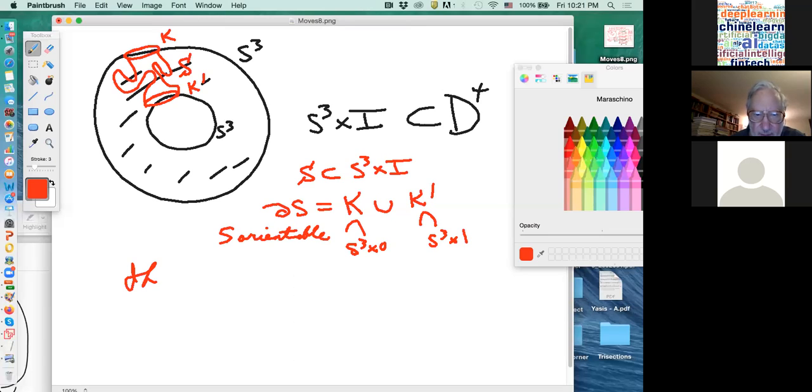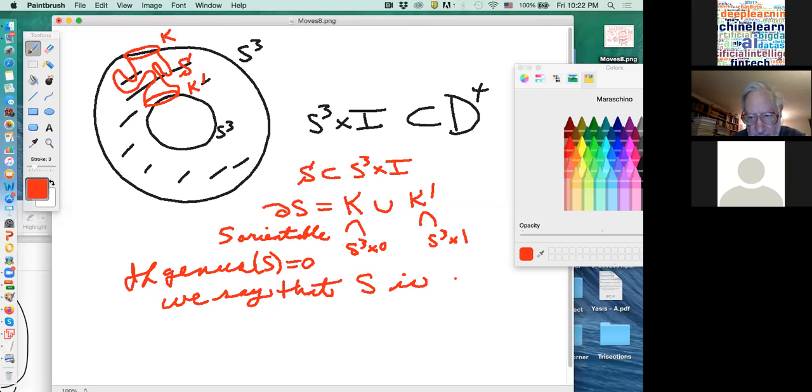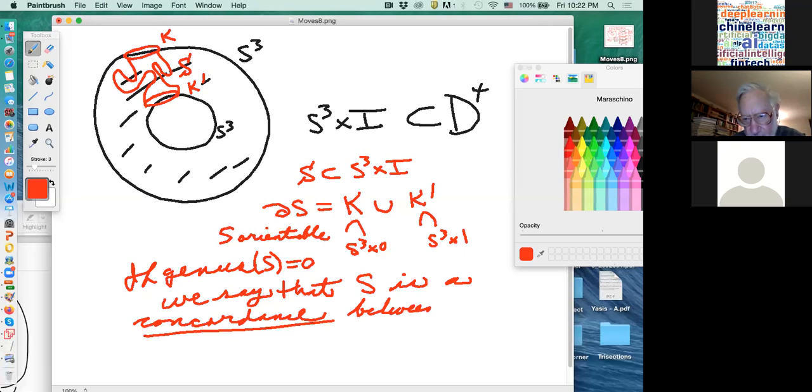If the genus of S is 0, we say that S is a concordance between K and K prime, or we say that K and K prime are concordant.